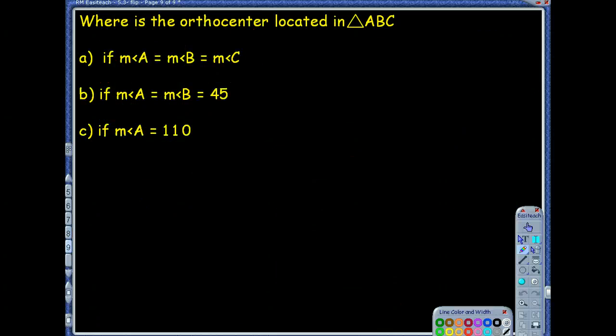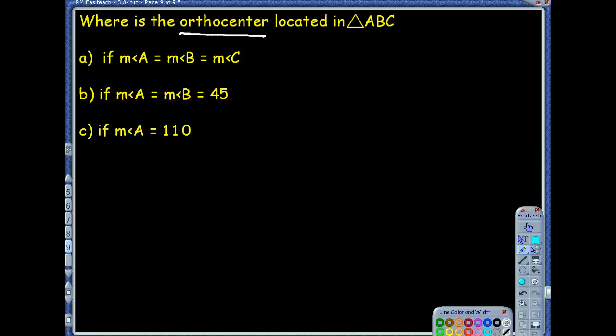One more slide. It says, where is the orthocenter? Oh, before I forget, that last question would be an excellent quiz or test question. It's very multi-step, thinking about the vocabulary and really applying what you know.